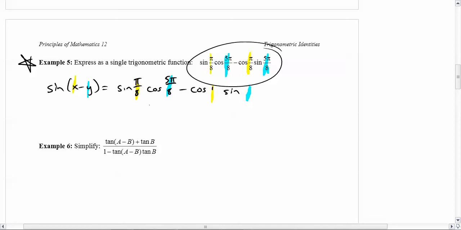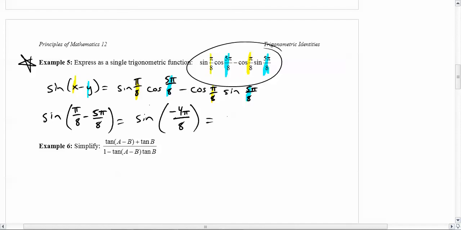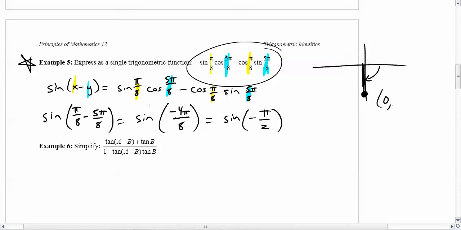So this will be equal to sine of pi over 8 minus 5 pi over 8. Now I've got a common denominator there, so 1 minus 5 is negative 4. And I can simplify that further to make it sine of negative pi over 2. If I look at my special angles, negative pi over 2 is the same as negative 90 degrees, and the sine value is the y-coordinate. So x is 0, y is negative 1. x gives me the cosine, y gives me the sine, so sine of negative pi over 2 is negative 1. Cool.